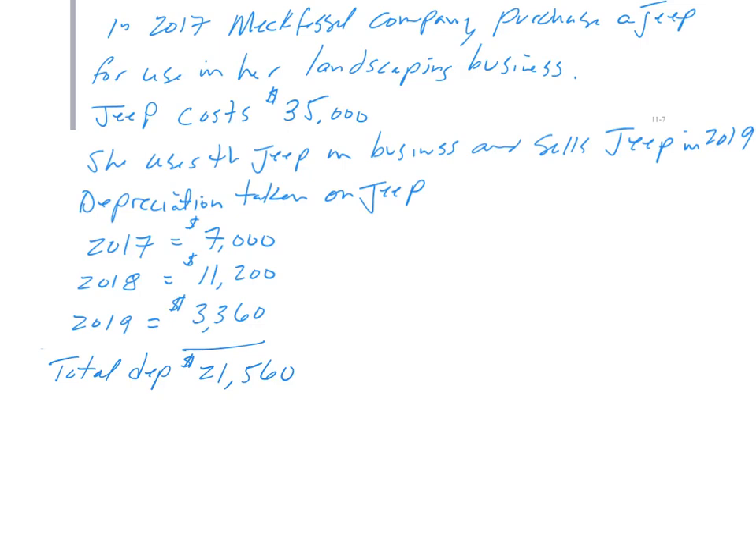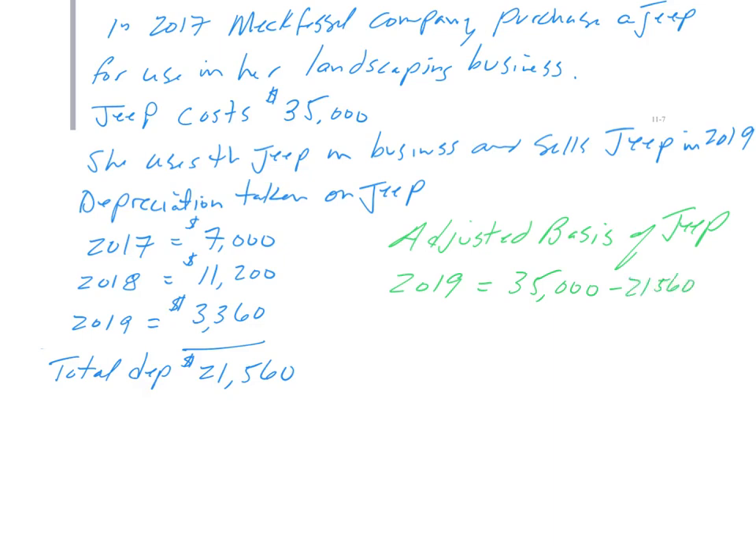So in 2019, I'm going to switch the colors here. Adjusted basis of Jeep in 2019 is going to be equal to our original price minus our depreciation taken, which is going to be equal to $13,440. Okay?